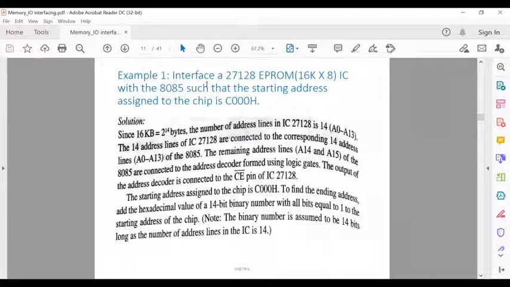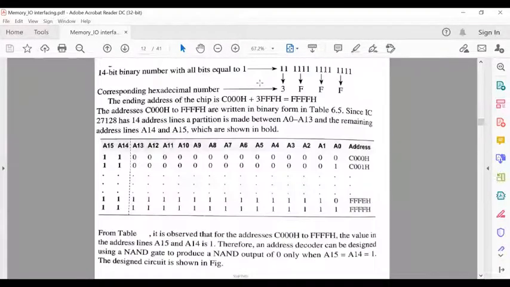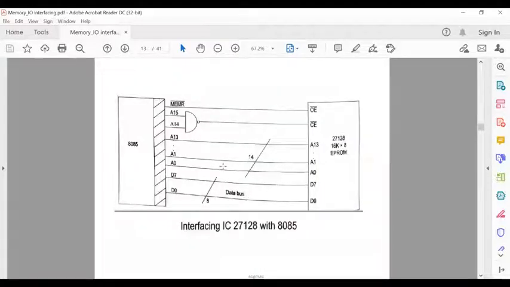Now, to solve this problem, interface a 27128 EPROM IC with the 8085 such that the starting address assigned to that chip is C000H. How can you connect it? First you have to consider this type of pictorial representation, which is called memory mapping. Okay, first you need to draw this memory map. Then this memory map should be converted into a diagram format, which looks like this one. That is called the interfacing diagram.